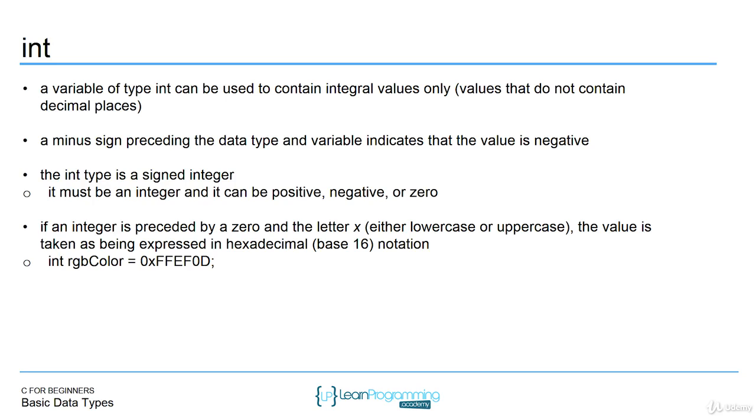But you can also assign hexadecimal numbers. The computer and the programming language allows that. If you want to assign a hexadecimal number to a variable that stores an integer, you just put the 0 and the x before. And that tells the compiler that this is a hexadecimal number. Hexadecimal numbers is base 16. So you can store letters A through F. So hexadecimal looks like 0xFFEFOD.